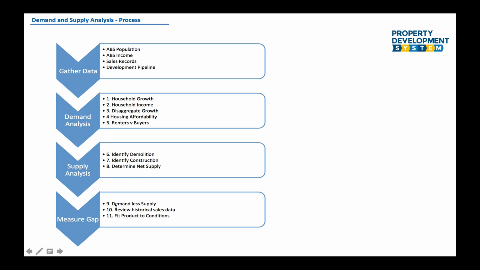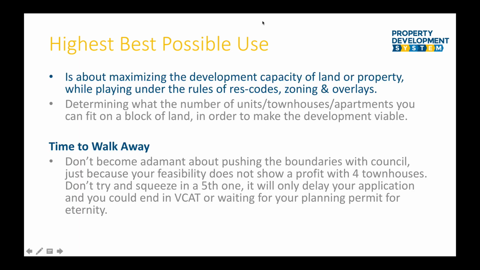Then you have to basically measure the gap, demand less supply, review historical sales data, and fit product to conditions. But you don't have to be that pedantic and go into that much detail, though it can be done if you wanted to. Okay, post-selection process.